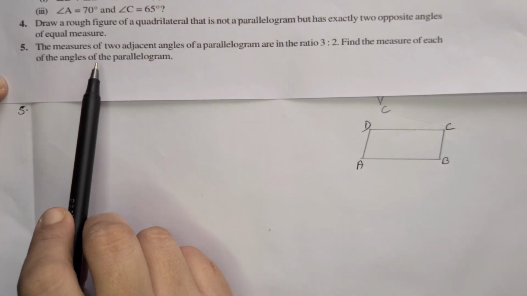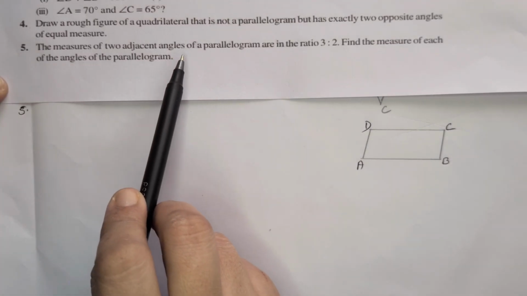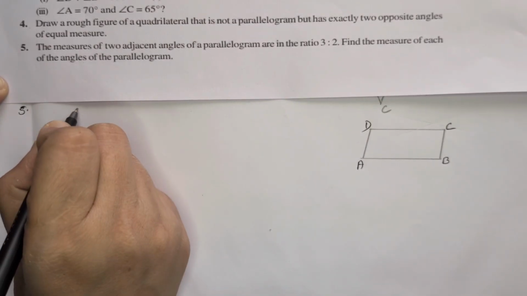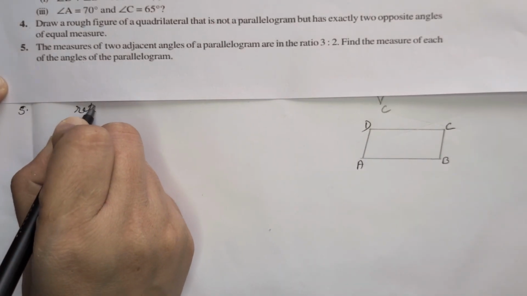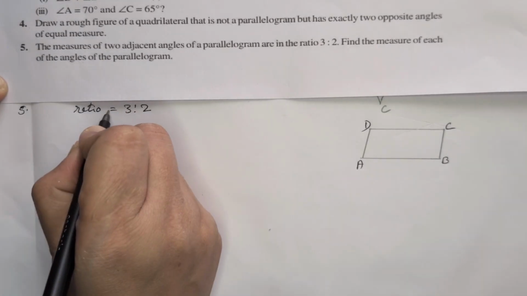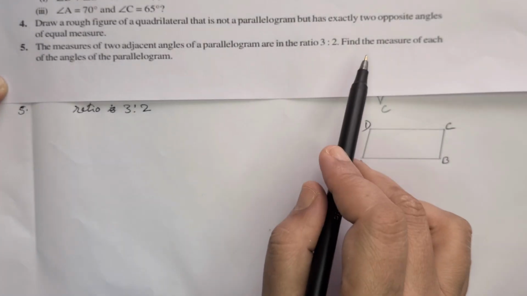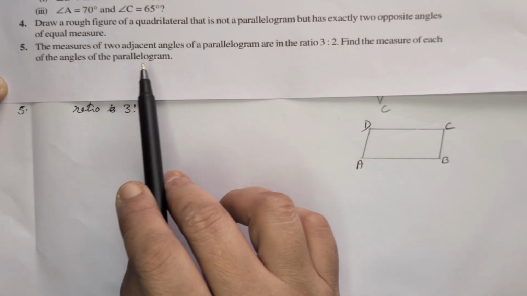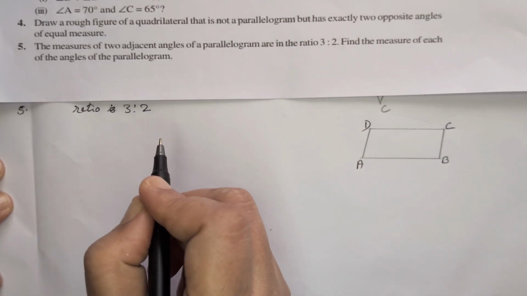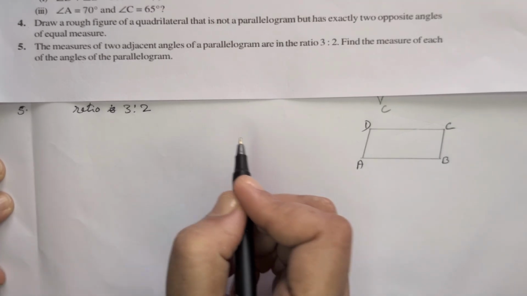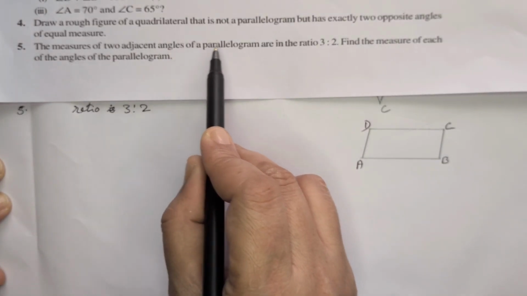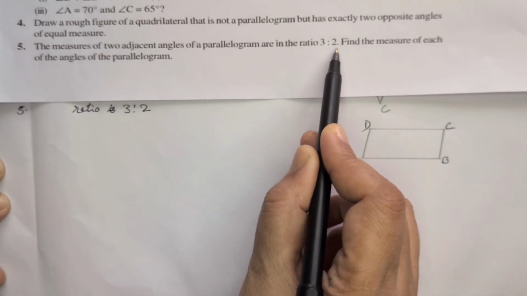Question number 5. The measures of two adjacent angles of a parallelogram are in the ratio 3:2. Then find the measures of each of the angles of the parallelogram. So first, when we are given the ratio, we can take, let the adjacent angles be. Here it is given two adjacent angles of a parallelogram are in the ratio 3:2.